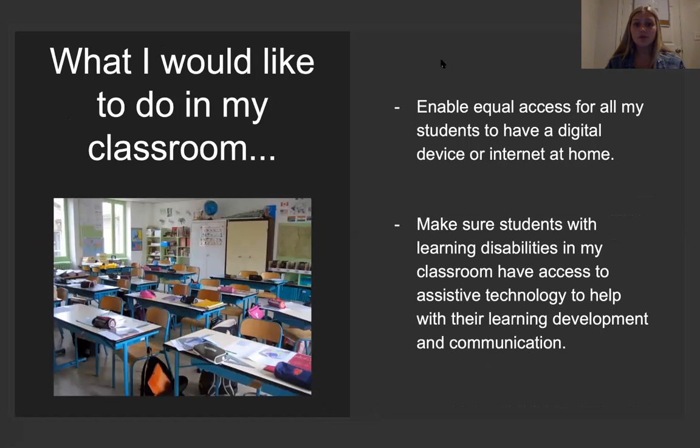What I would like to do in my classroom. I want to enable equal access for all my students to have a digital device or internet at home. I also want to make sure that students with learning disabilities in my classroom have access to assistive technology to help with their learning, development, and communication, so I can better their learning.